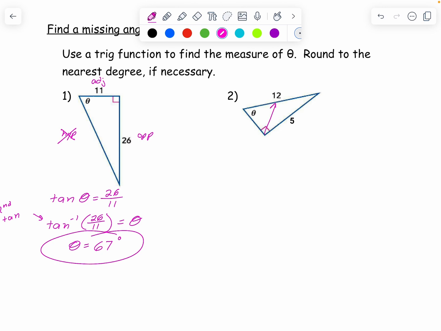All right, so for number 2, it's going to work the same way, except we're going to use a different trig function. So across from here, we have the hypotenuse. And why don't y'all go ahead and pause the video, work this one, and then turn it on and make sure you've got it. And I'll go ahead and finish it out for you.